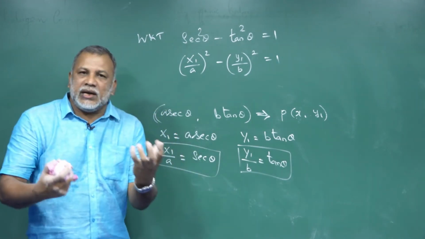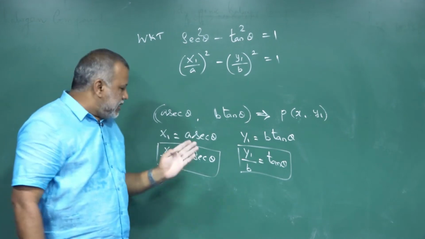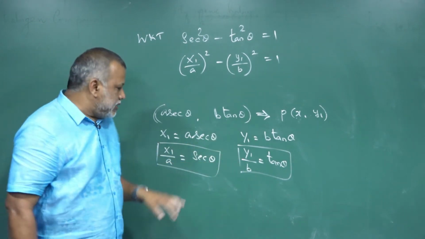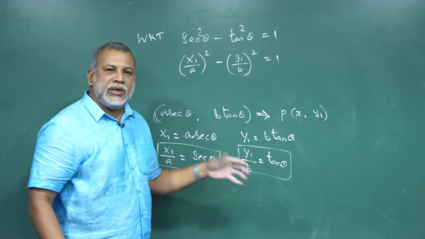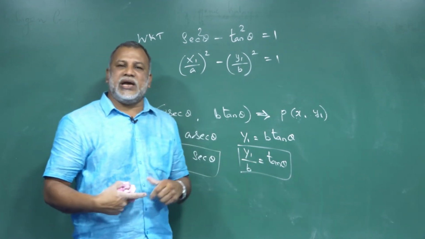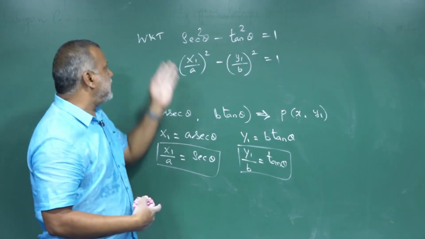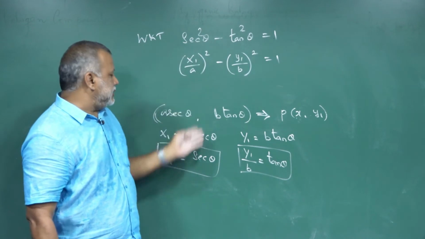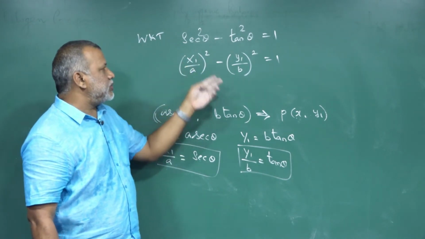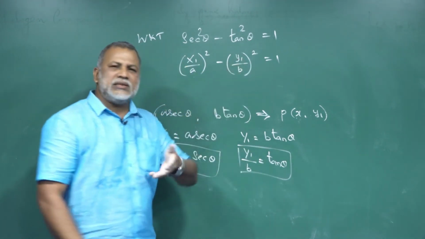Therefore, we need the theta family. Here theta family means secant and tan are the given. So I can select secant theta equal to x1 by a, then tan theta equal to y1 by b. Then we can relate with the trigonometric identities. What is the trigonometric identity we are using? Secant square theta minus tan square theta equal to 1. Instead of the secant, substitute this value, x1 by a the whole squared, y1 by b the whole squared.